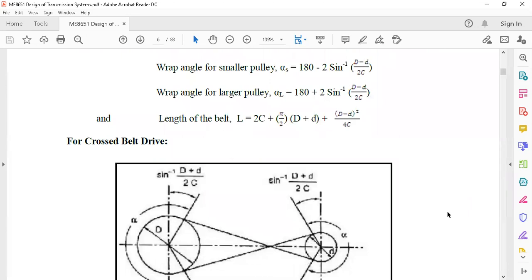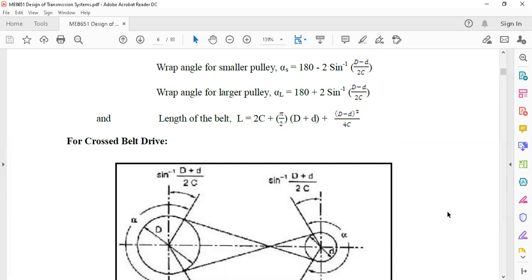And then what is the wrap angle of a smaller pulley? From the derivation, we can calculate that alpha s is equal to 180 minus 2 alpha, and that alpha is equal to sine inverse of capital D minus small d divided by 2c. Substituting this, we can calculate the wrap angle of the smaller pulley or the larger pulley.